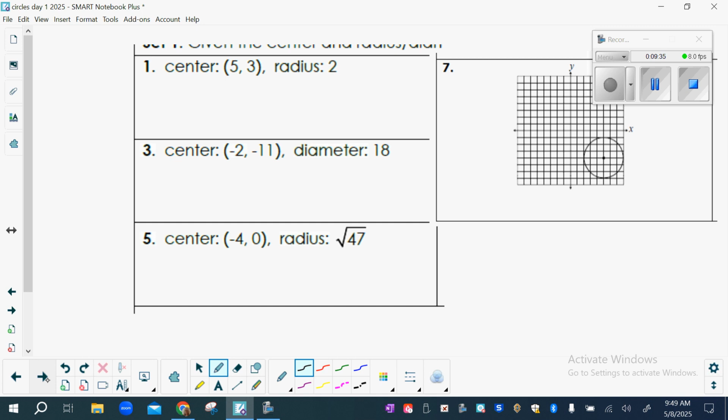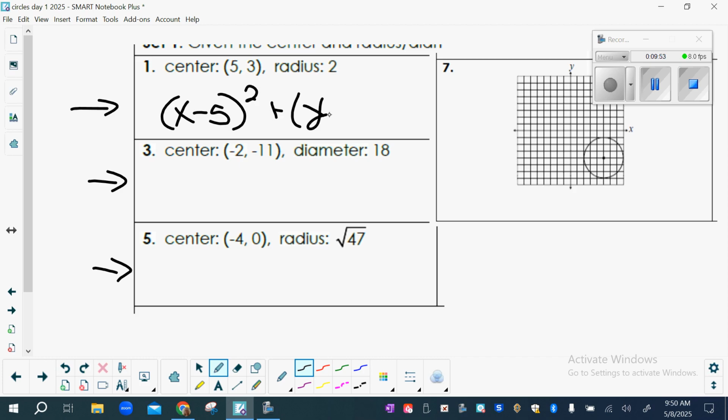Not leaving 7th grade yet. Actually, let's do 1, 3, and 5. We're not going to do number 7. So let's start off. I'll do the first one for you, nice and easy. I am writing the equation. Remember, everything goes in naught.